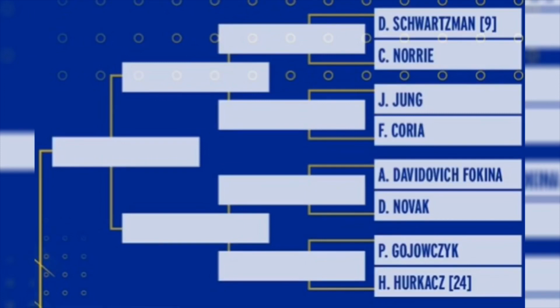Zverev's section is next, and at the top we have Diego Schwartzman facing Cam Norrie. The 9th seed has a decent draw, and I feel his first true test will come in the third round against Hubert Hurkacz. Should he defeat Hubie, Diego is projected to play Alexander Zverev, who on paper has a difficult opening round match against Kevin Anderson.